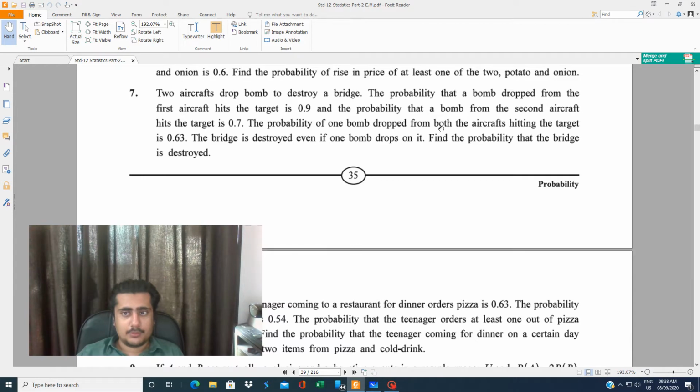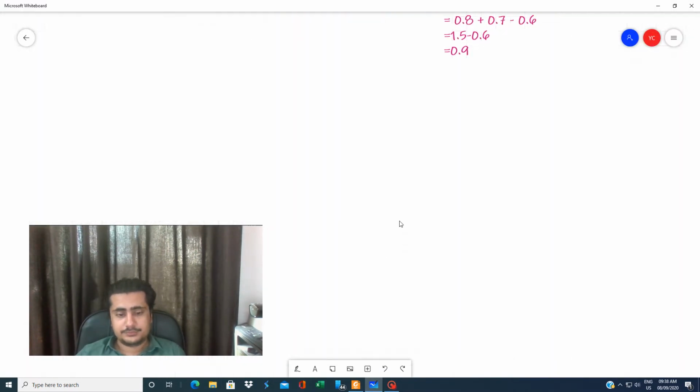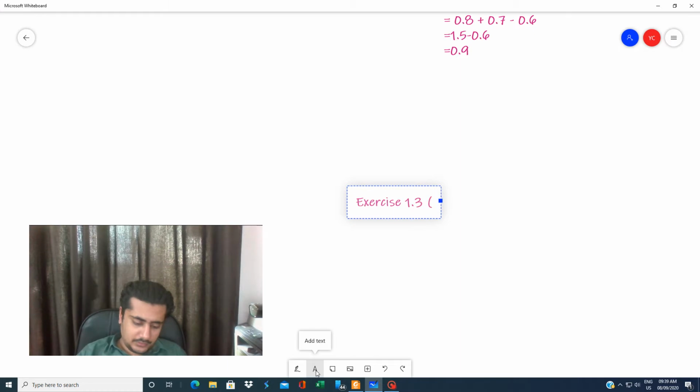The probability that a bomb dropped from the first aircraft hits the target is 0.9. Probability that a bomb dropped from the second aircraft hits the target is 0.7. So there are two kind of possibilities. One is from the first aircraft and second is from the second aircraft. So what we'll do, we'll write the question. Okay, it's exercise 1.3, number 7.